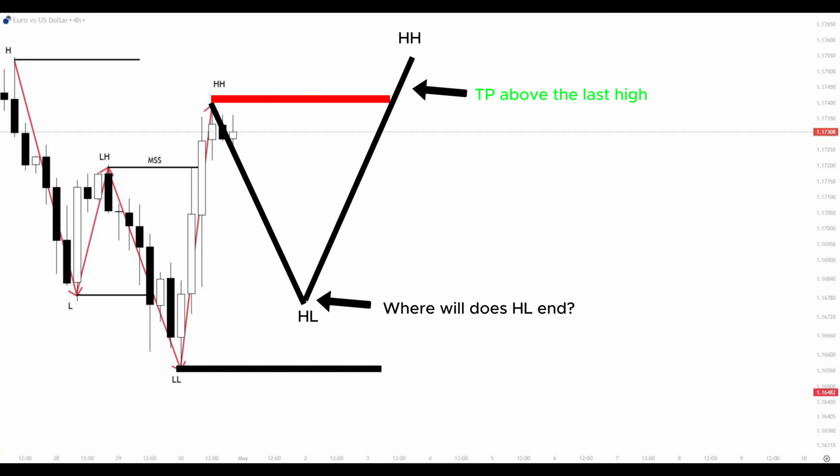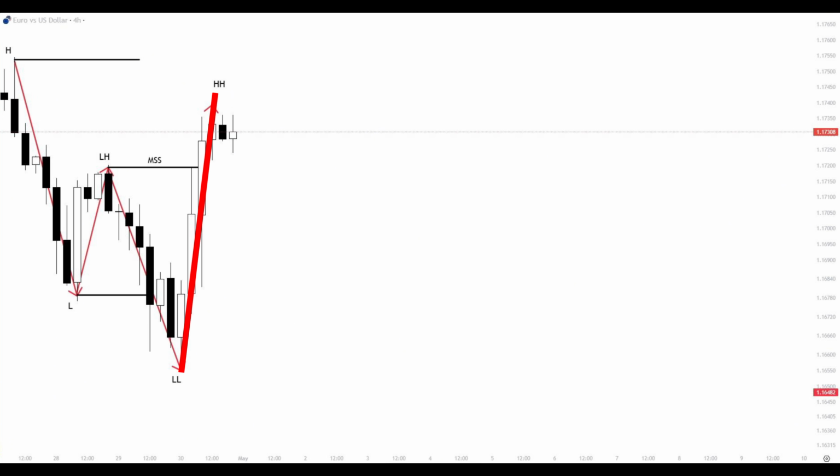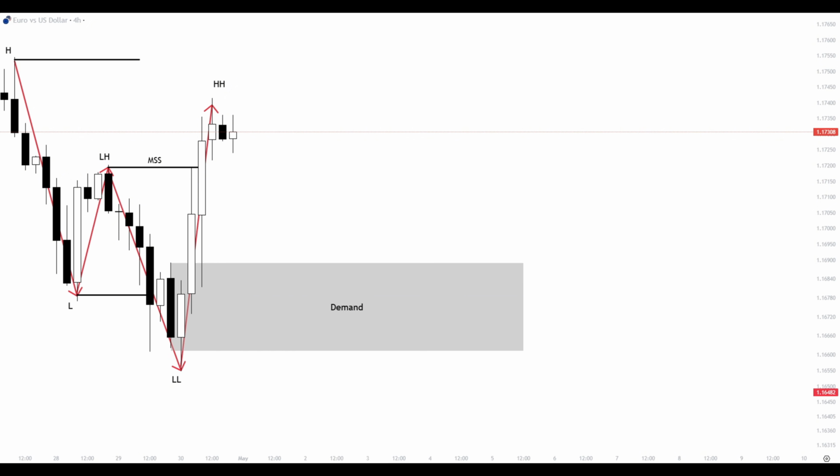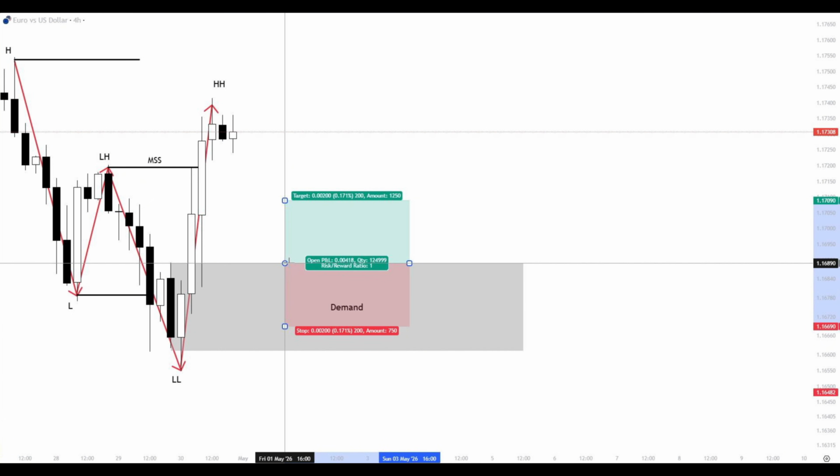And here is where demand levels come into play, because higher lows usually will end on demand levels, and they are found on the last low before the market broke above the last high. More specifically, it's the last downside candle before the upside impulse that caused the break. So that higher low should end somewhere inside this level, which means that we can plan the setup with a buy position on the top of the demand. We place it on the upper level of the demand so we don't miss the entry.